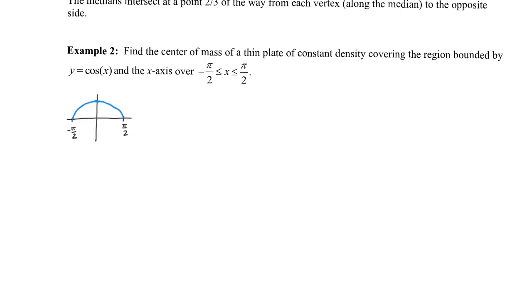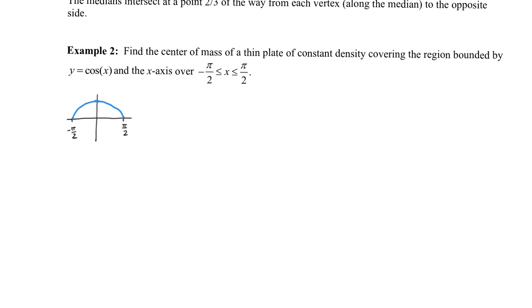So if you look at example 2, we're finding the center of mass of a thin plate of constant density covering this region right here. So we can see one thing. There's a symmetry here so that we know that x bar is going to be 0, right?